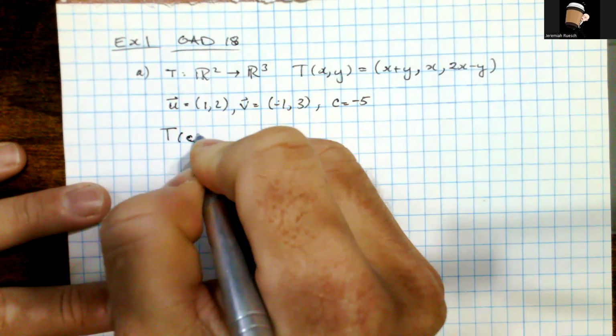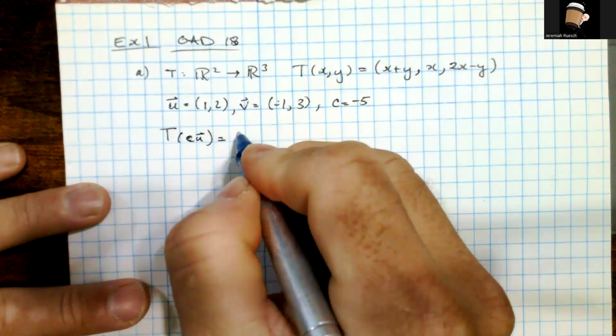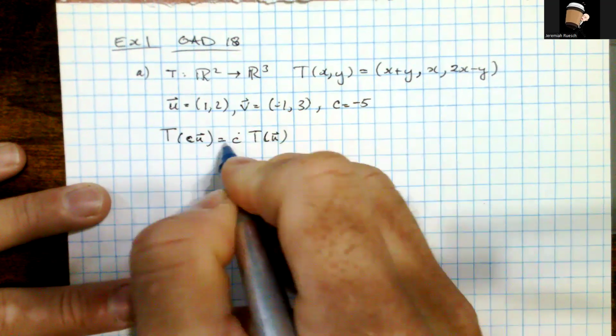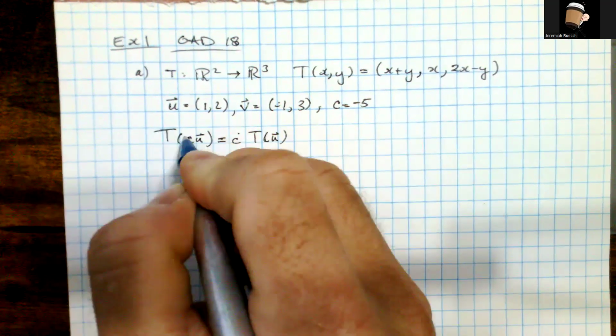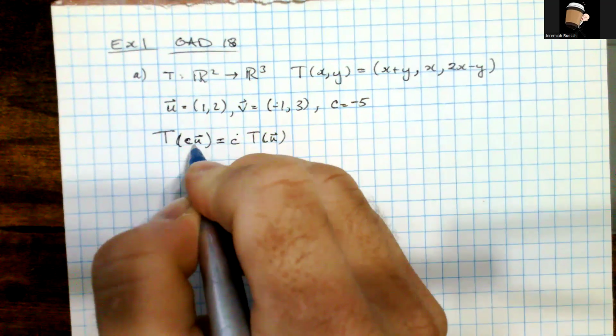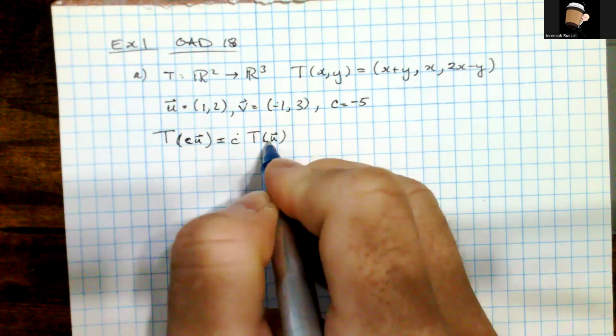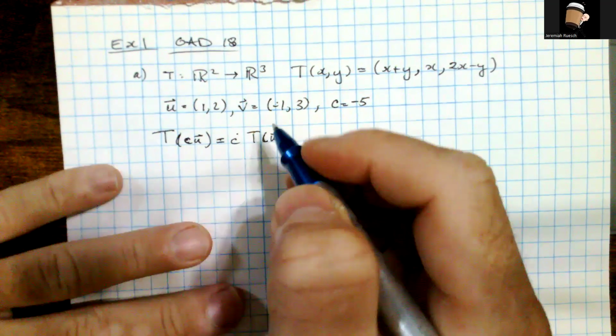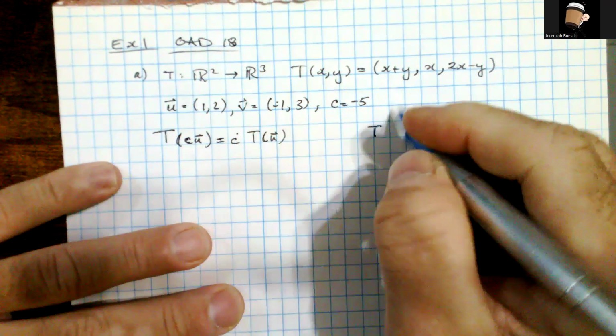The first is that T of cu is equal to c times T of u. In other words, the transformation of the scalar product with the vector u is the same thing as transforming the vector u and then multiplying it by the scalar. So that's the first thing that we want to show.